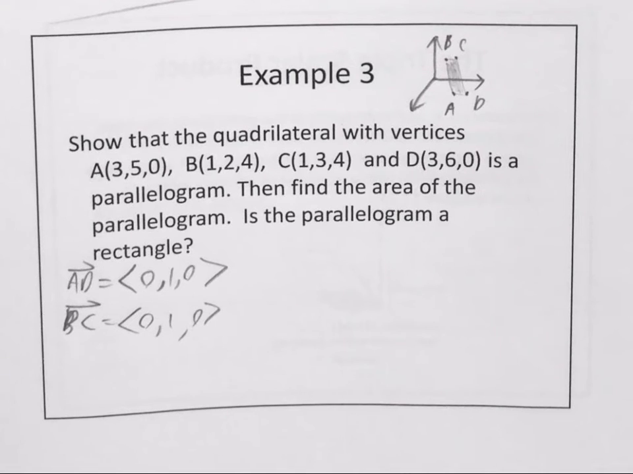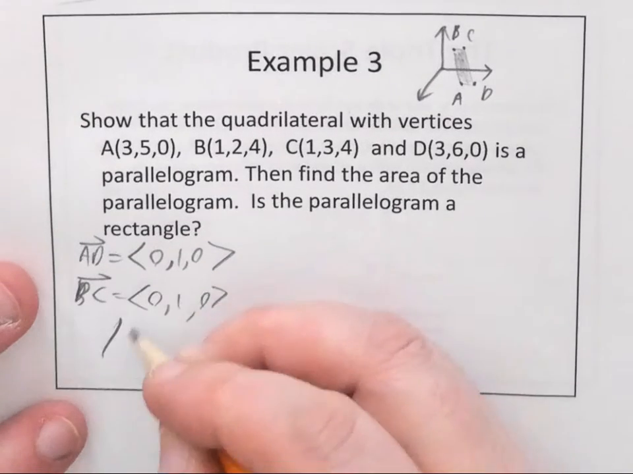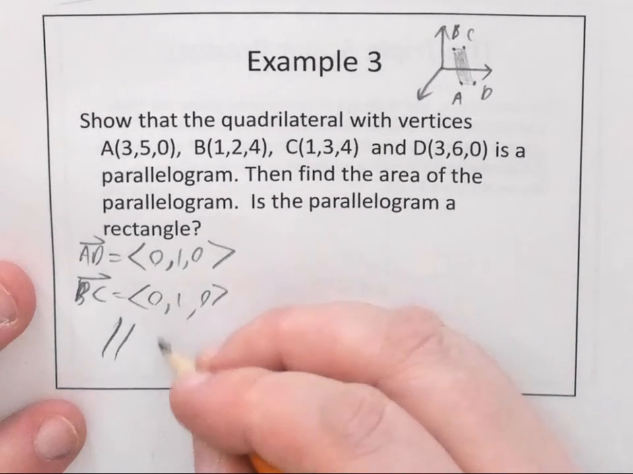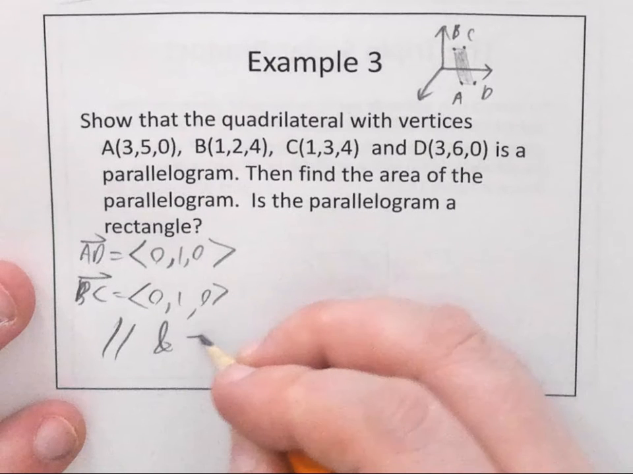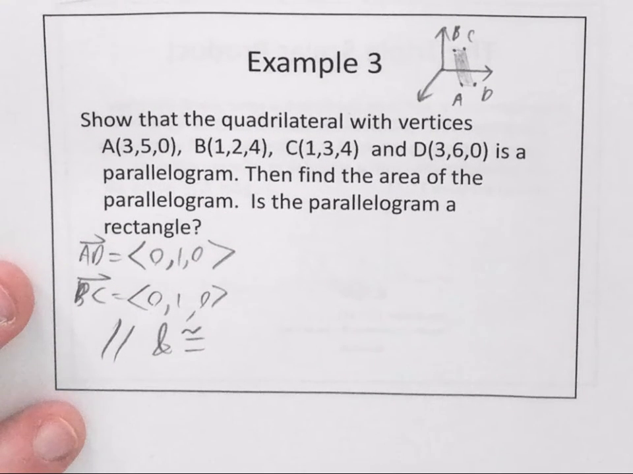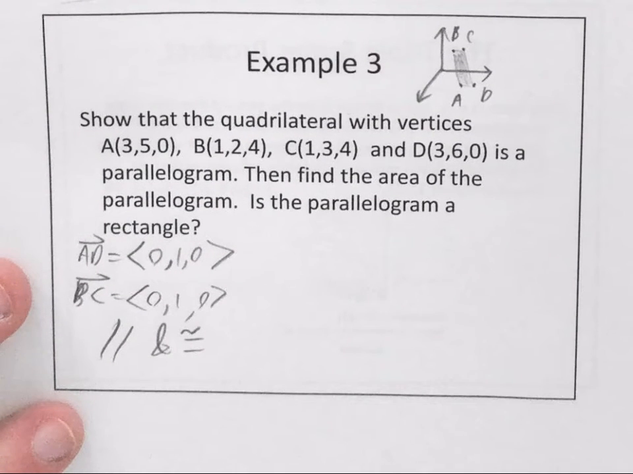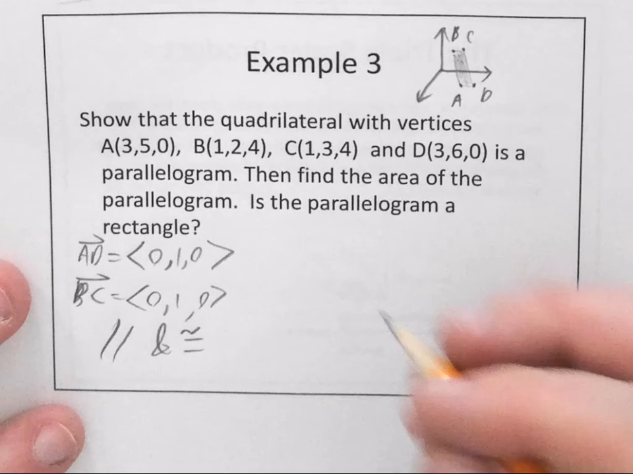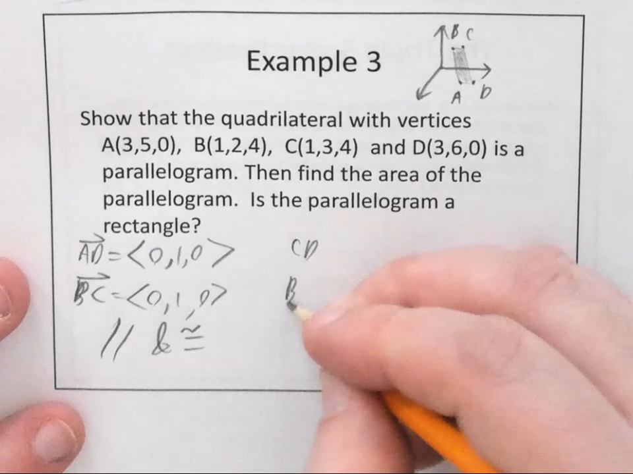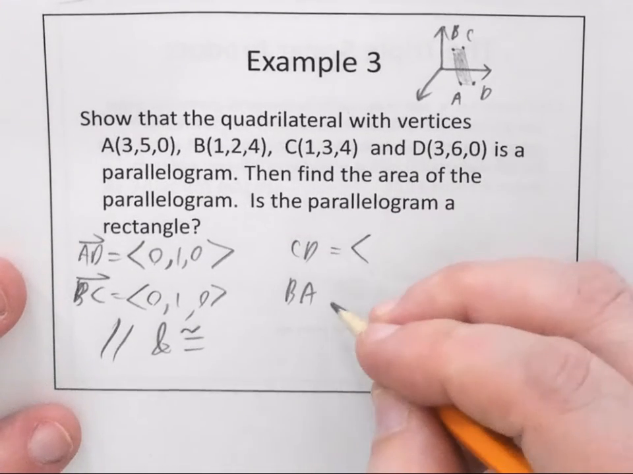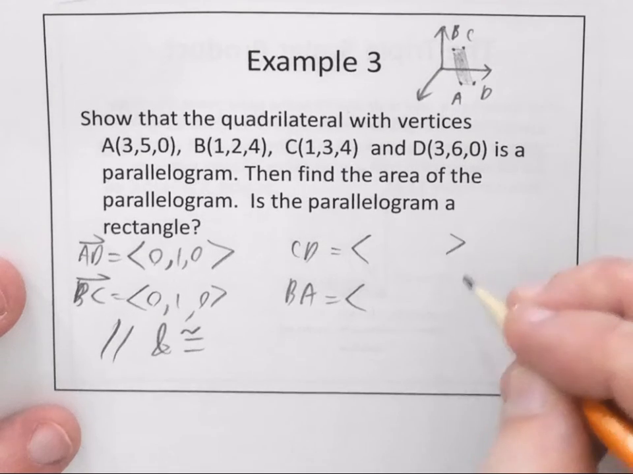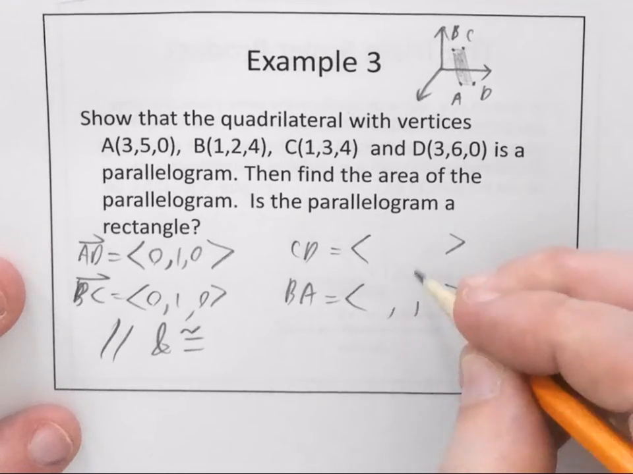So what does that tell me if I get the exact same vector? That means they're parallel. Because if I took them and repositioned them so they both start at the origin, they would actually be the same line. Because they're going out the same exact distance, there's not even a multiplier, that tells me they're also congruent. So these are parallel and congruent. What about the other two sides? What would those be? So CD and BA. CD is what?